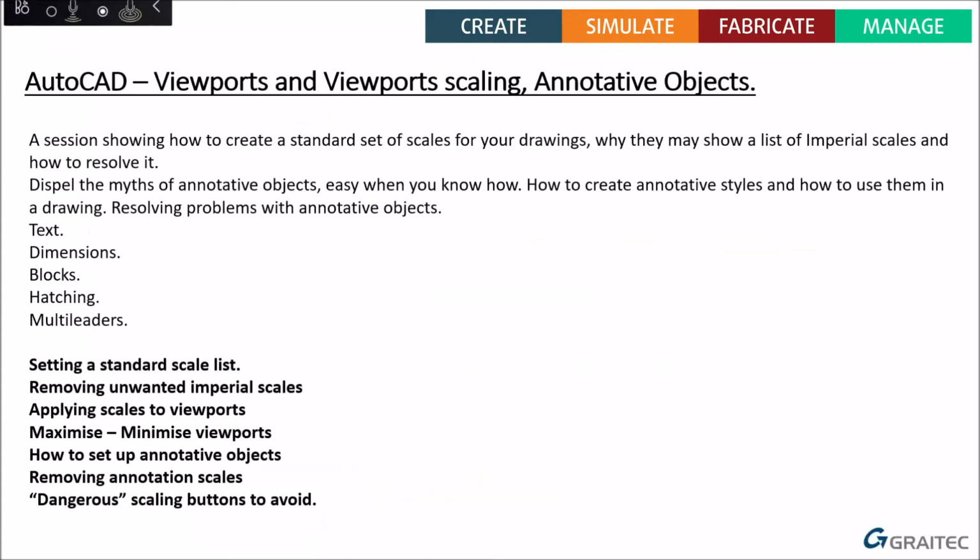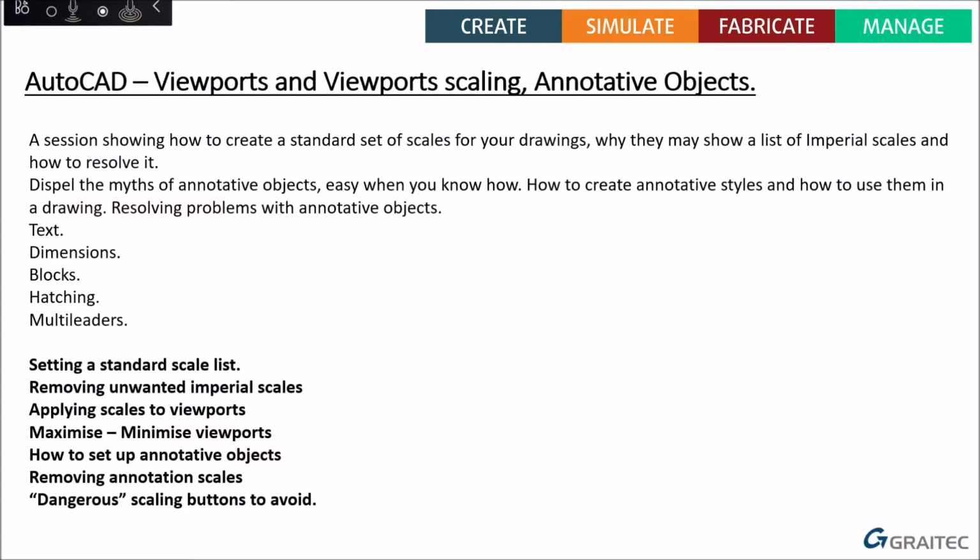So today I'll go into a bit more detail, showing how to create a standard set of scales for your drawing files. Your drawings may well show an Imperial scale list when you go into them. Why does it show that, and how do you resolve it? How do you get rid of it?